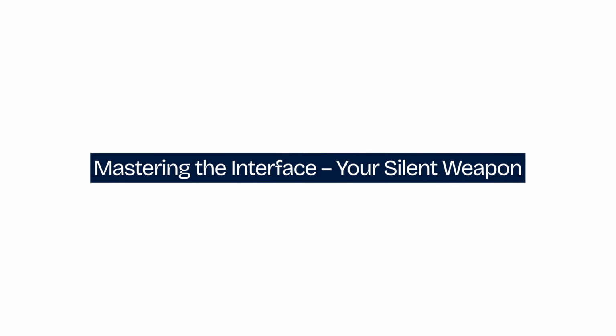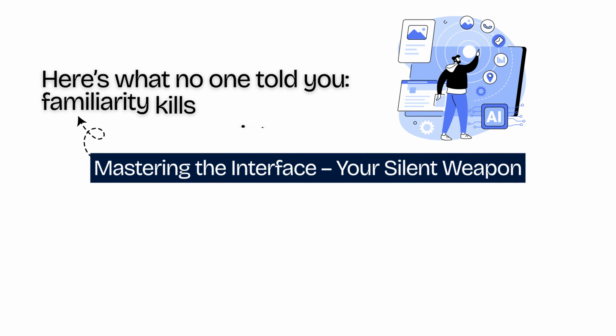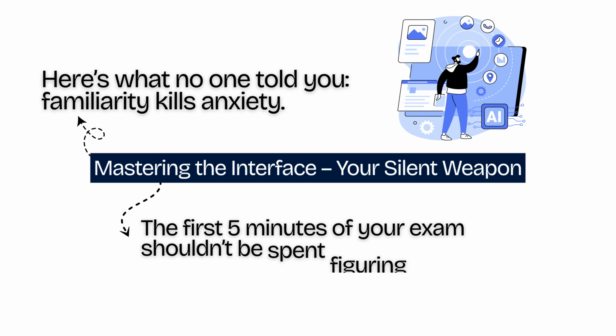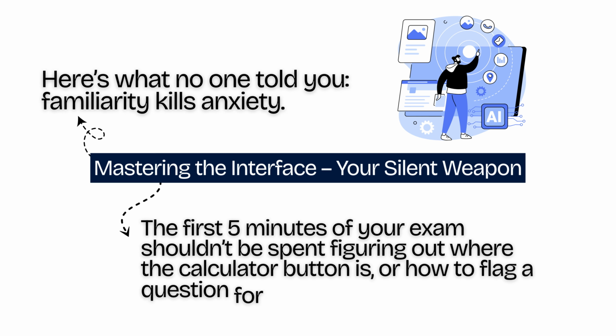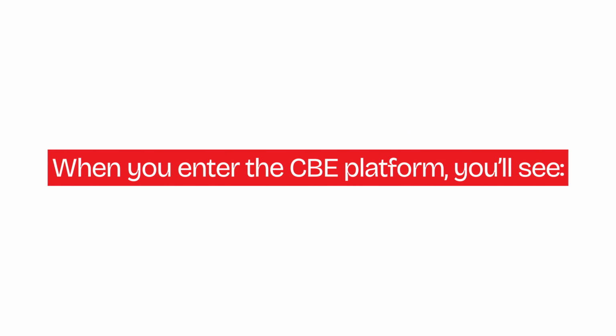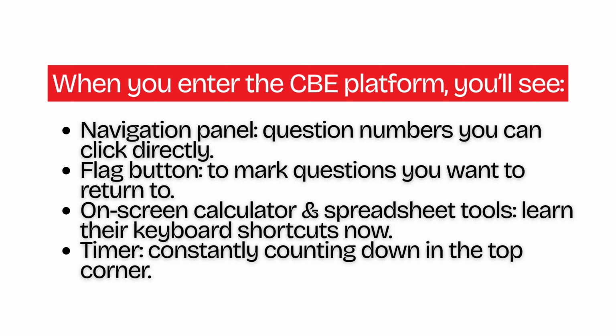Mastering the interface, your silent weapon. Here's what no one told you: familiarity kills anxiety. The first 5 minutes of your exam shouldn't be spent figuring out where the calculator button is, or how to flag a question for review. When you enter the CBE platform, you'll see: a navigation panel with question numbers you can click directly, a flag button to mark questions you want to return to, and on-screen calculator and spreadsheet tools. Learn their keyboard shortcuts now.